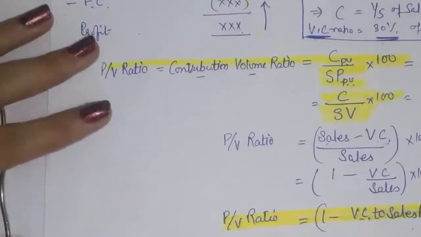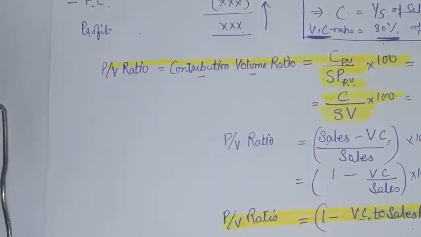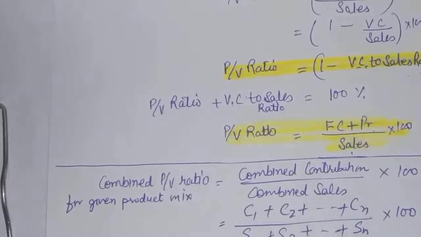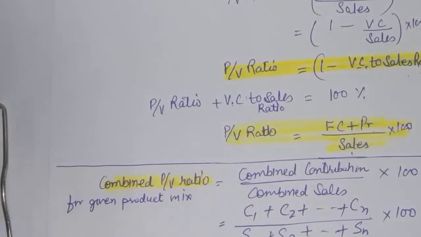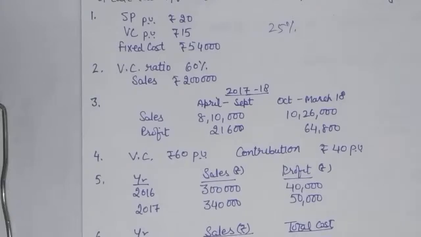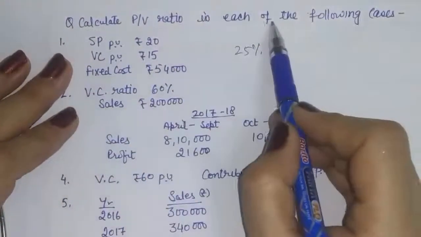Now in a given question, whether we will be applying formula 1, 2, 3, 4 or the last one, which is the combined PV ratio, will depend upon the problem itself, like the information which is given to us. Alright, so let us take up a few questions to understand this. Suppose we are given this problem. Calculate PV ratio in these cases.